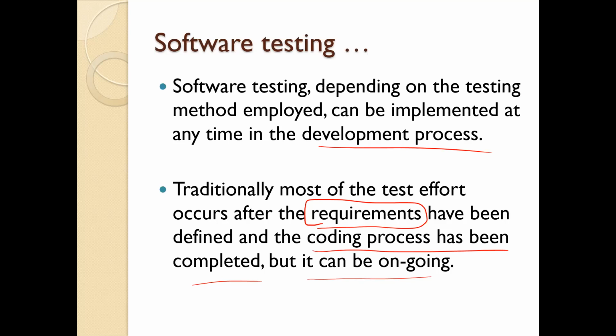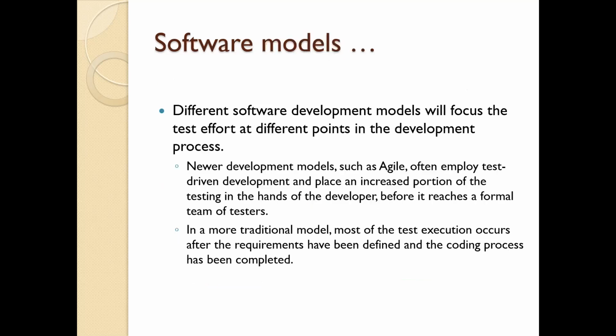A good example of this is cars. In the car industry, they can't just update the software and fix a car. They have to do recalls. So imagine if the software industry was the same. That would be very, very expensive. Different software development models will focus the test effort at different points in the development process.